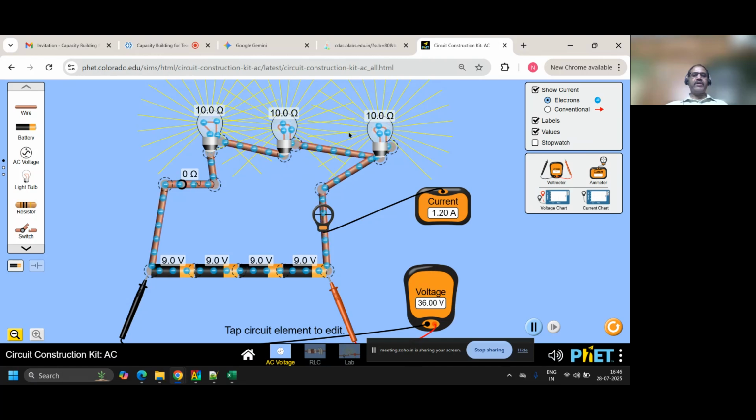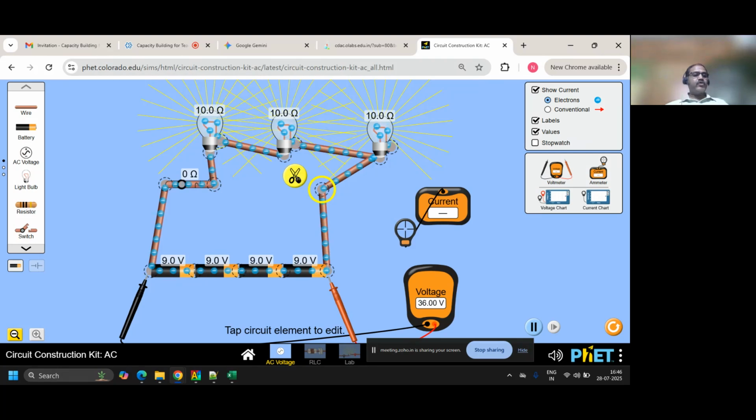Again, you can do a whole lot of things. Now I connected batteries in series, bulbs in series. You can also do batteries in parallel, bulbs in series connection. Batteries in series, bulbs in parallel connections. You can also attach resistors, right? So let me also show that.